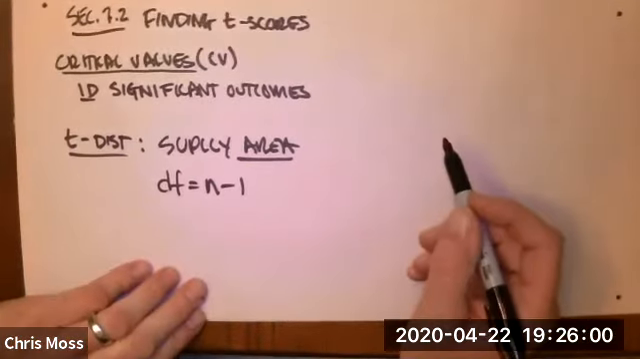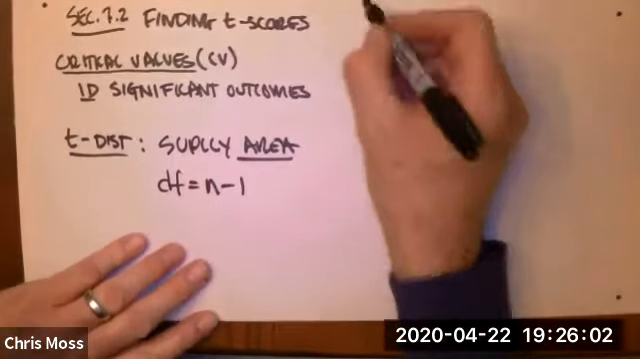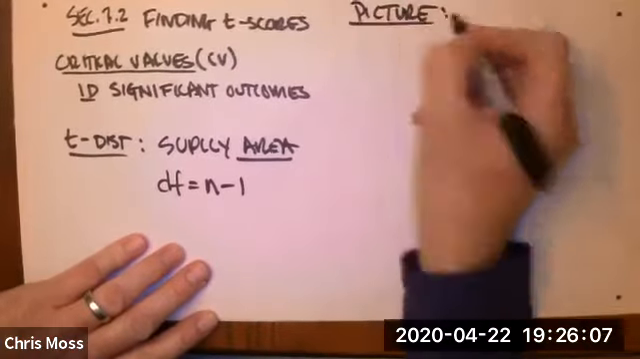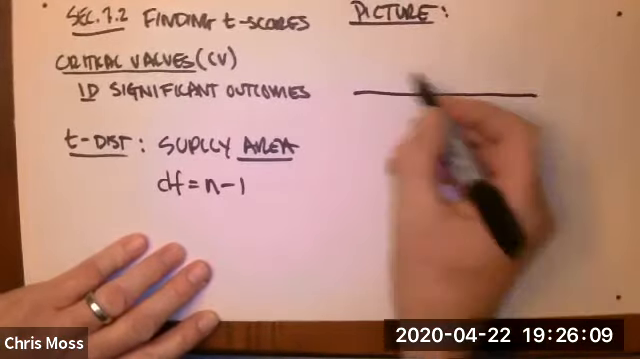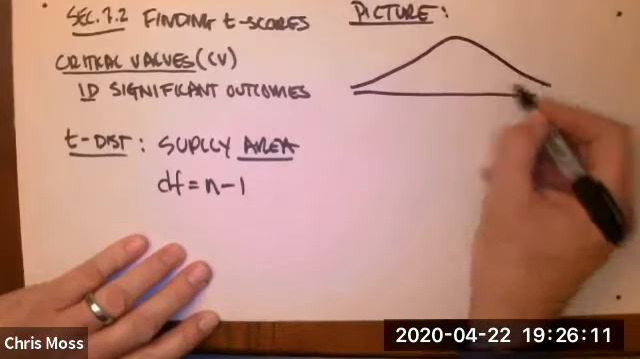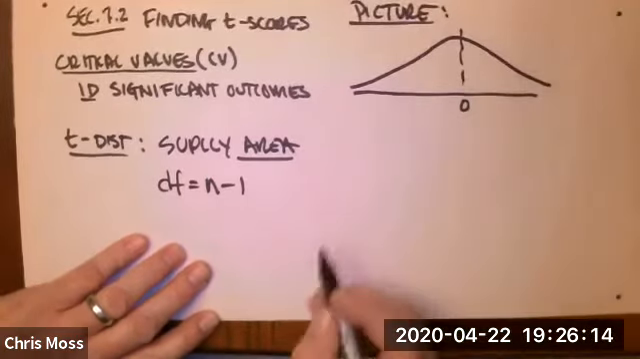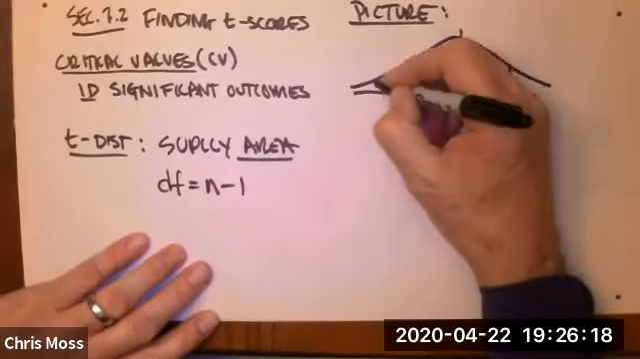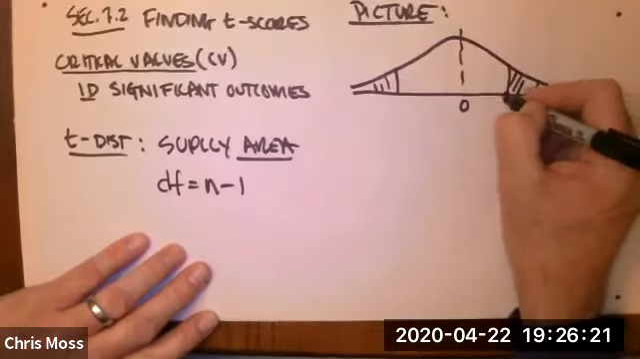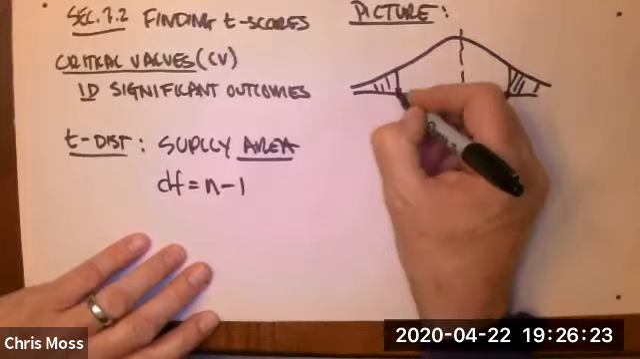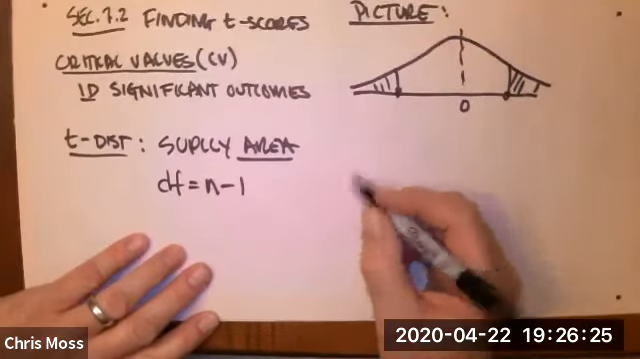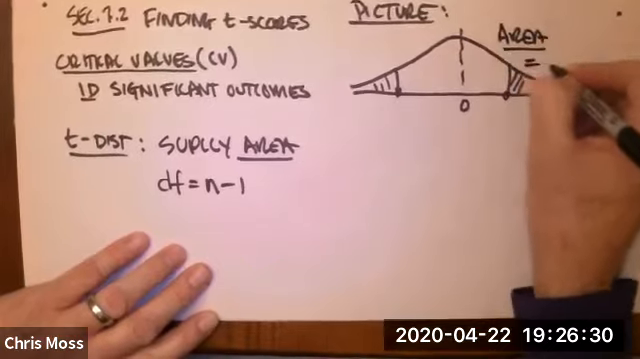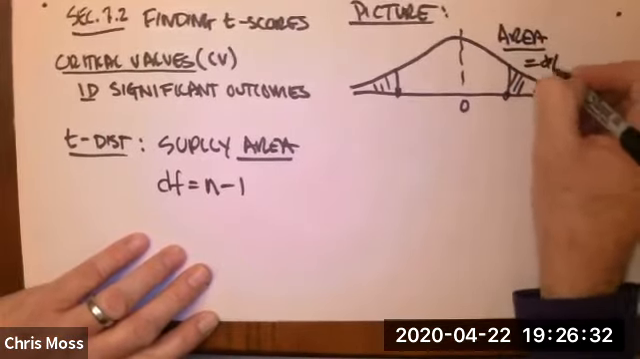In terms of a picture, the t-distribution looks very similar to the z-distribution. It's centered right there at 0. We're going to be finding critical values that identify significantly large t-values and significantly small t-values. The area in each case is equal to this alpha over 2.